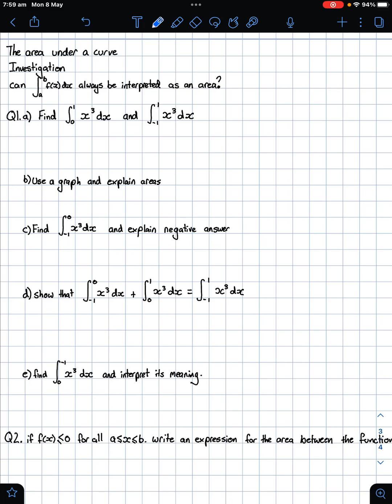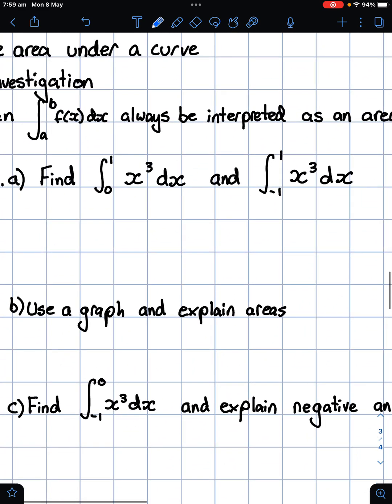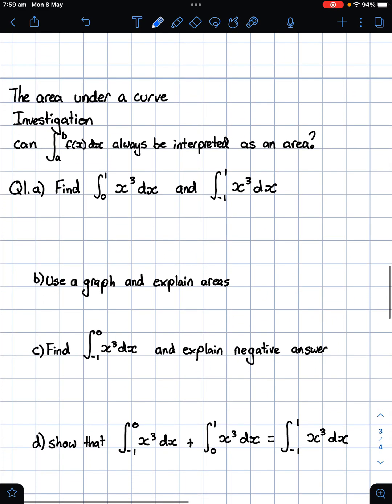So just looking into the investigation for the area under a curve, and we're looking at this function here. We're looking at whether our definite integrals can always be interpreted as an area. So the first question asks us to find the integral from 0 to 1 of x cubed dx. This one's simple enough to find.